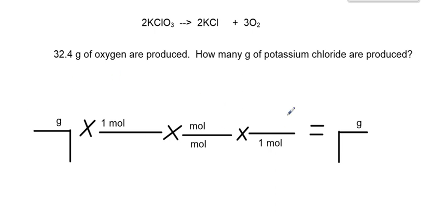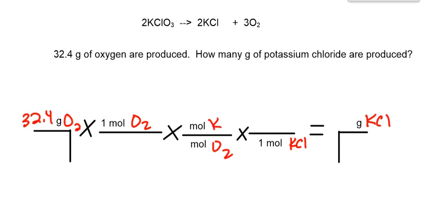So once again, you see the same pattern. I'm going to put what I know here: 32.4 grams of oxygen, that's O2. How many grams of potassium chloride are produced? This is KCl here, so grams of KCl. So as soon as I do that, I'm going to put O2 here and O2 right here, and KCl here and KCl here. Okay, I need a molar mass of this one: twice oxygen, 2 times 16 is 32.0 grams of oxygen. KCl is 1 potassium and 1 chlorine. That's 74.5 when you add those two together, grams of KCl.